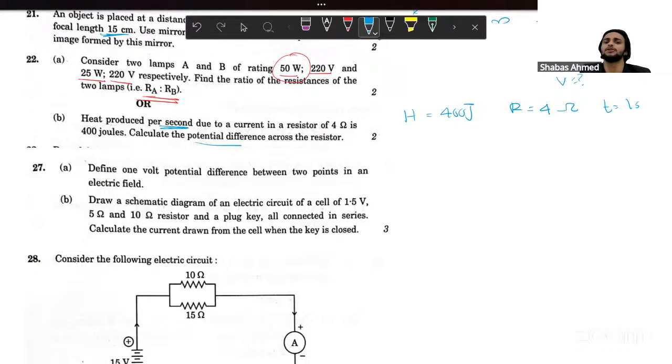So which equation connects H, R, V, T? That is, H is equal to V square T upon R. We know the equation, right? So we can say V square is equal to, taking R to this side and T in the denominator, HR upon T. So H is 400 into resistance 4 divided by time 1. This is V square.